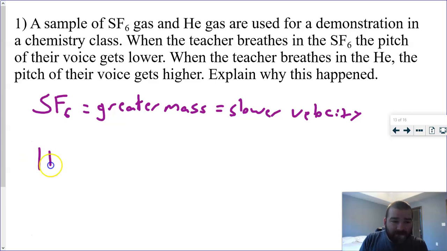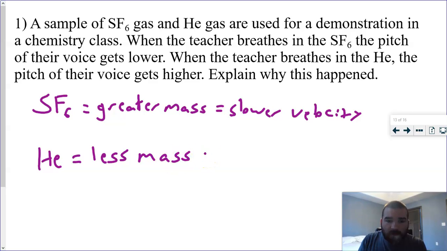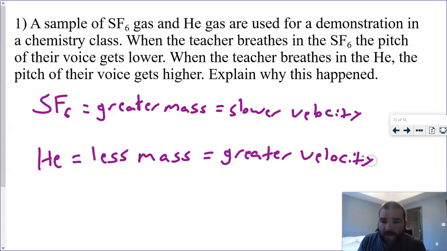For helium, it's the exact opposite, right? Less mass, and therefore greater velocity, or faster velocity, right? And you've probably all done this, right? At a birthday party or something. You breathe in helium, you talk, and now those particles moving past your vocal cords have a greater velocity than air. And as a result, the pitch of your voice gets really, really high.